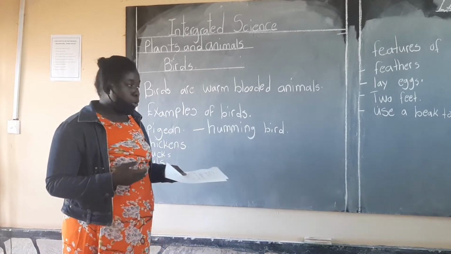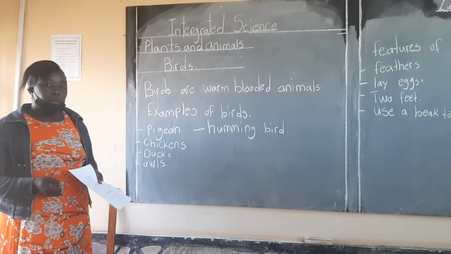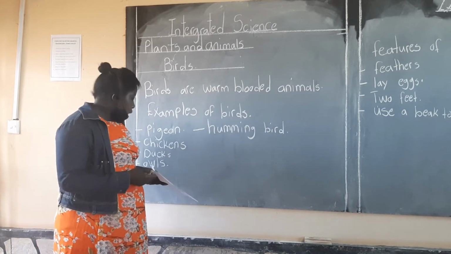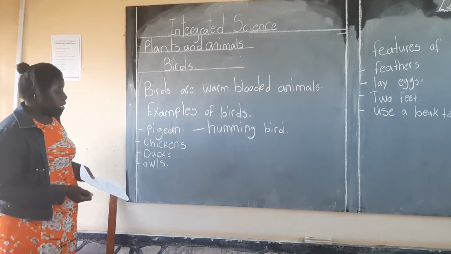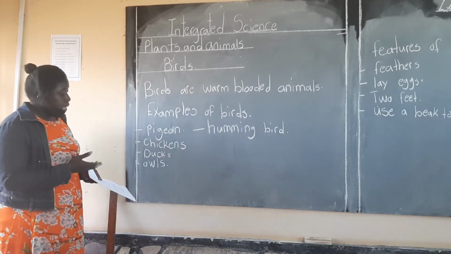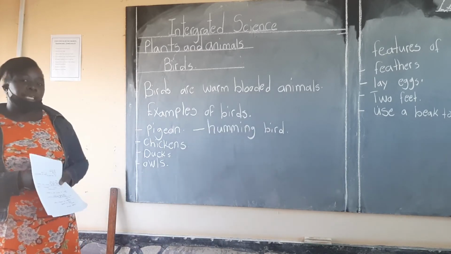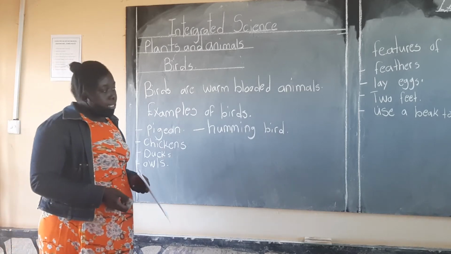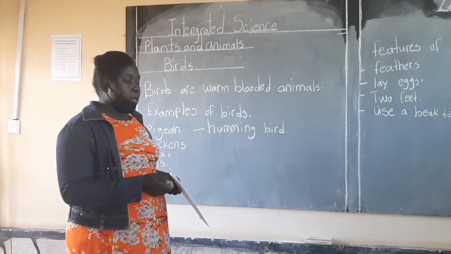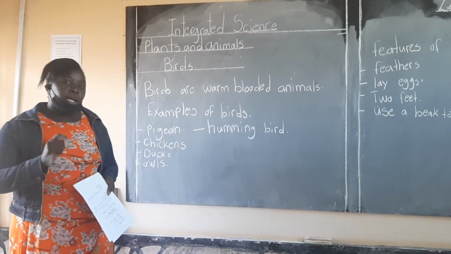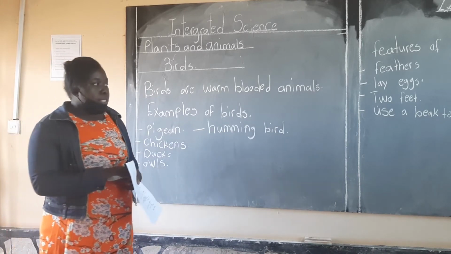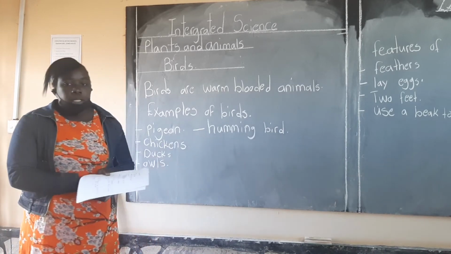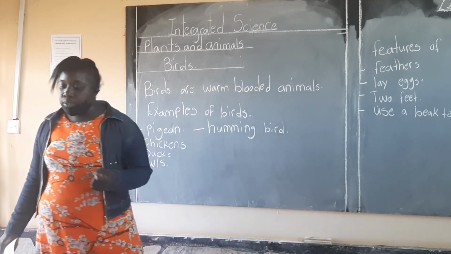And then we also have birds such as a penguin. A penguin is also a bird, and we know that penguins do not fly. We also have birds such as ducks. A duck is also a bird, but it cannot fly. So like I said, we have 2 categories of birds: those that can fly and those that do not fly. Okay? So let us look at this chart together.